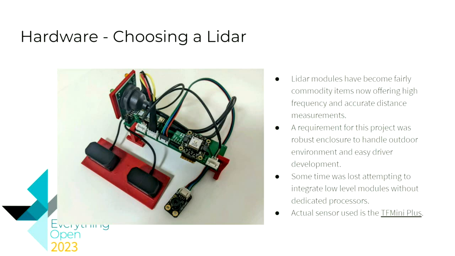There are two TF Mini Pluses on the system, which are mounted at the front and back of the bike. And they measure the passing event. So when a car comes past, it passes the back sensor first and then the front sensor. So you can see that it was a forward passing event. So you expect a bit of a gap there.